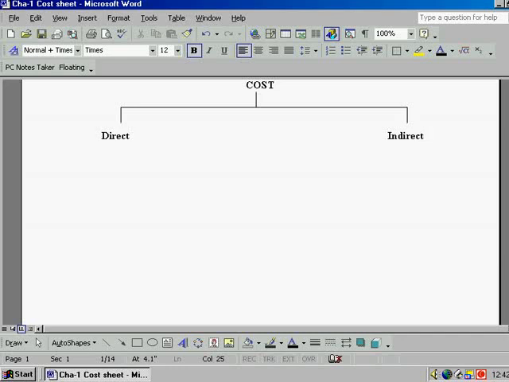My factory workers, I am paying them some wages for doing what? For converting raw material into finished goods. So this payment is being made for something which is done on the product. Yes or no? So again it is directly related to the product. So I will call it my direct wages or my direct cost.